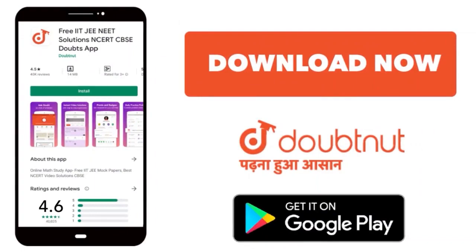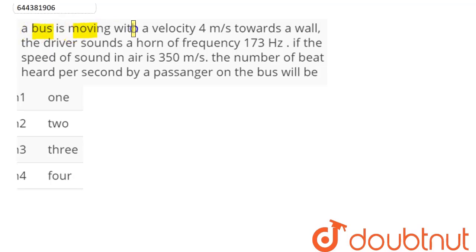Question is, a bus is moving with a velocity of 4 meters per second towards a wall. The driver sounds a horn of frequency 173 Hz. If the speed of sound in air is 350 meters per second, the number of beats heard per second by a passenger on the bus will be.